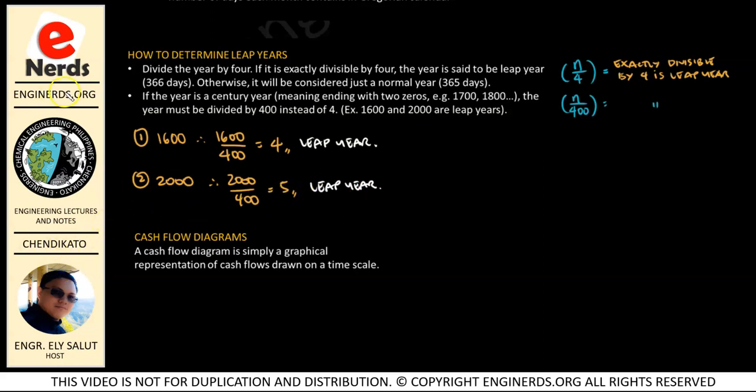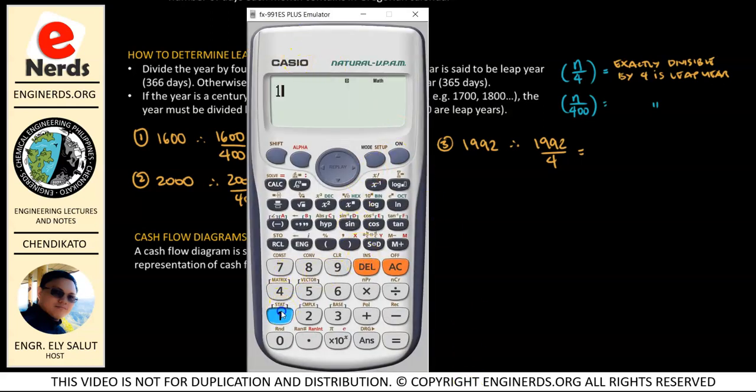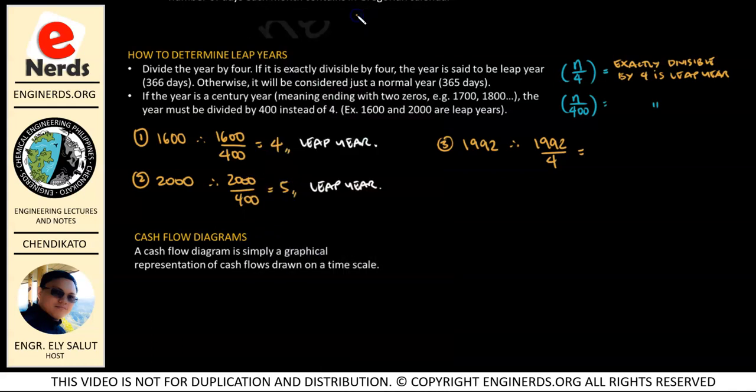Now, let us have another example. Paano kung hindi siya century year? So, let's say we have 1992. So, we have 1992. Let's check kung leap year ba siya. So, 1992 divided by 4 is equal to, let us use the calculator, no, para masagutan kagad natin. Okay, so 1992 divided by 4 is equal to 498. So, this is exactly divisible by 4. So, therefore, this is a leap year. Okay, so 1992 is a leap year.